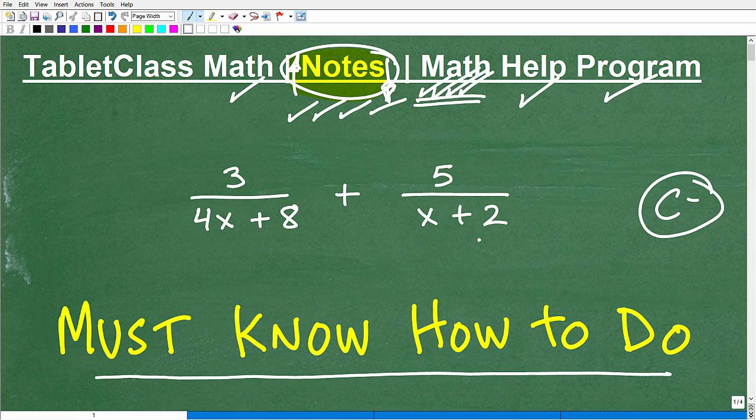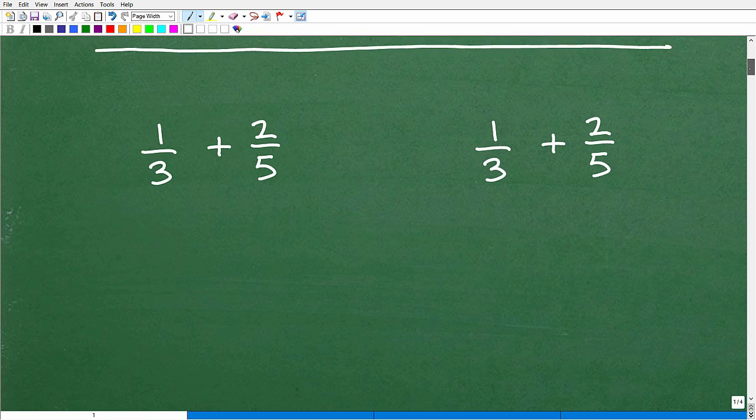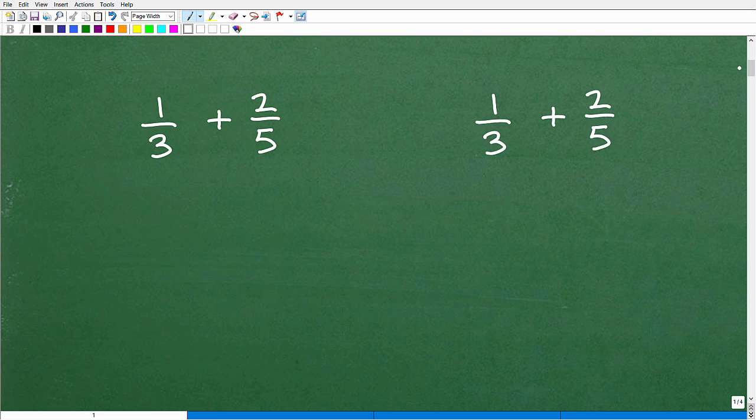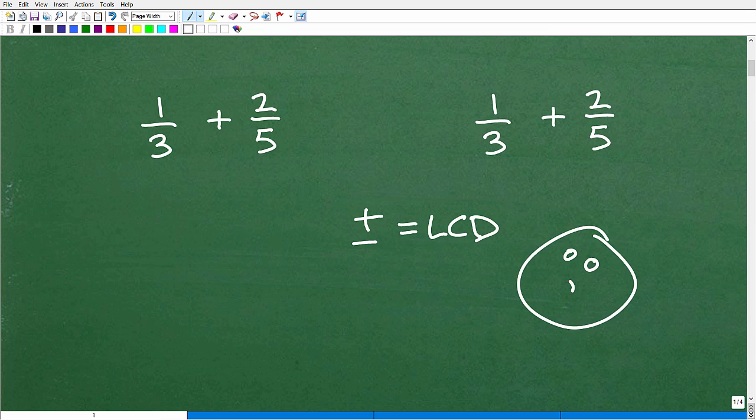Okay, so here we're going to add up these two rational expressions, these two fractions. So let's take a look at how to deal with just basic fractions with arithmetic. Okay, so here we have the same problem, 1/3 plus 2/5, and I'm going to approach this in two ways. Now, if you recall, when you're dealing with fractions, whether you're adding or subtracting, you're dealing with the lowest common denominator. And this is where typically students are like, oh, I hate the LCD, and I get it.